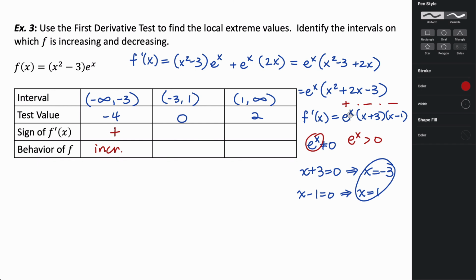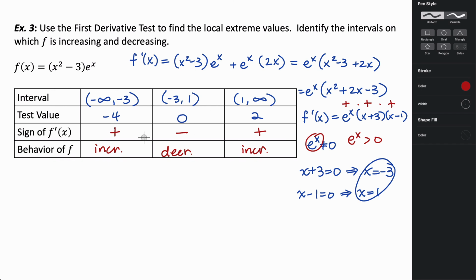Plugging in 0, again, this is going to be positive. So 0 plus 3 is positive. 0 minus 1 is negative, though. So this whole thing is going to be negative, which tells me f is going to be decreasing there. And then the last piece, plugging in like 2, makes that positive, makes this positive, makes this positive. So all of those are positive, and we get a function that increases.